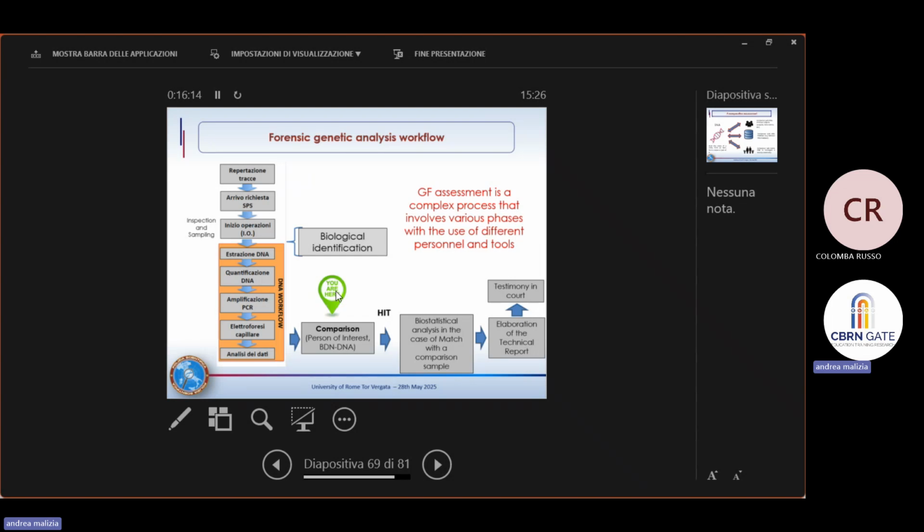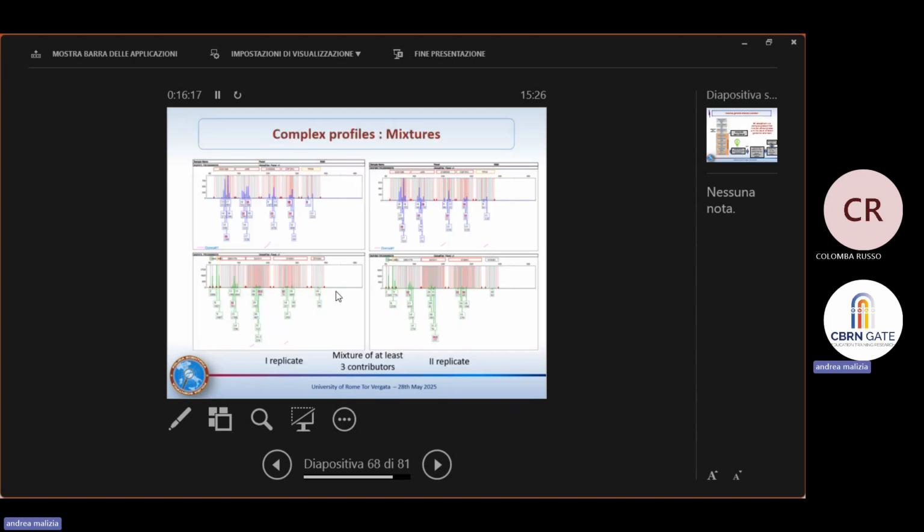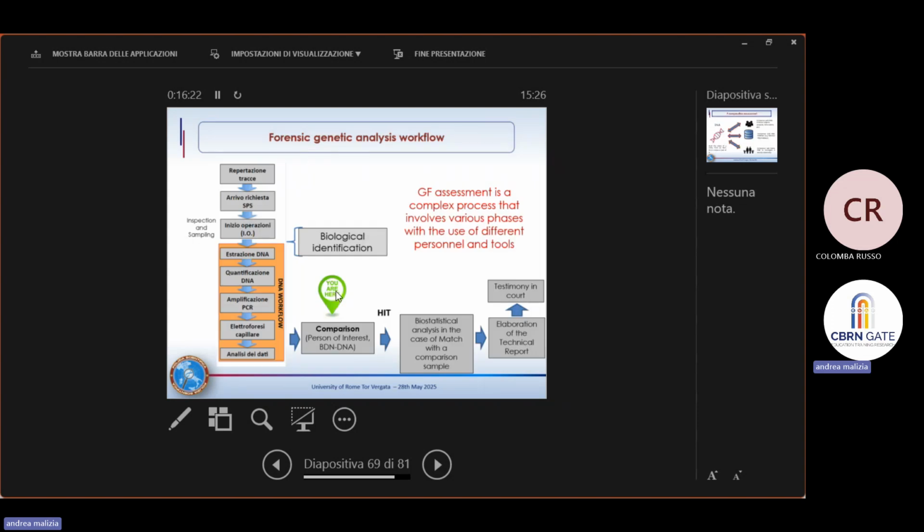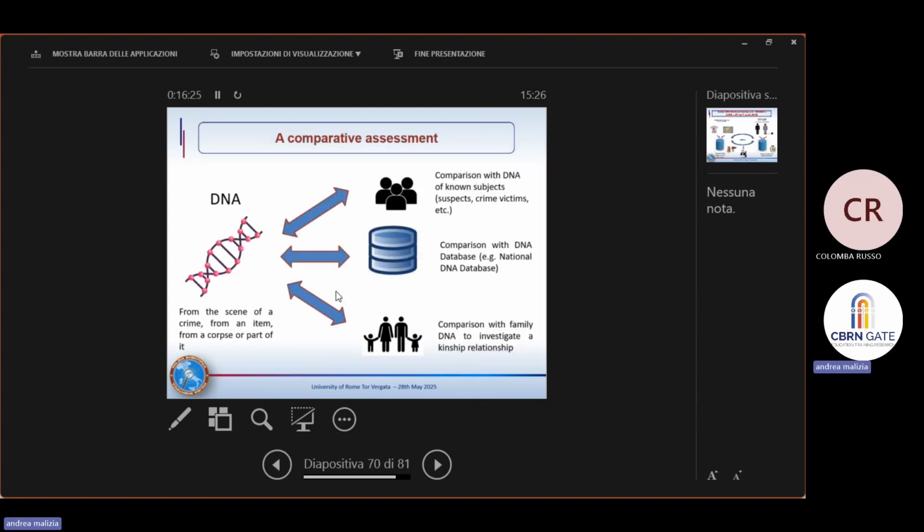Okay, if you have a good result, maybe not this, or maybe not this, you must do a comparison. As I told you, the comparison can happen with known subjects, suspects, crime victims, because you want to identify all the unknown profiles, or with the DNA database, but also with family to investigate a kinship relationship. This is particularly important for human remains and missing person casework.